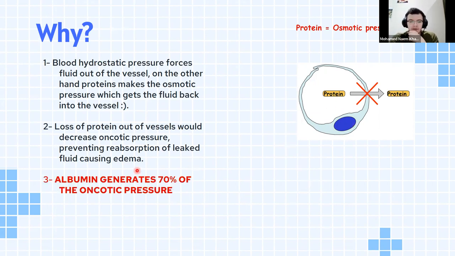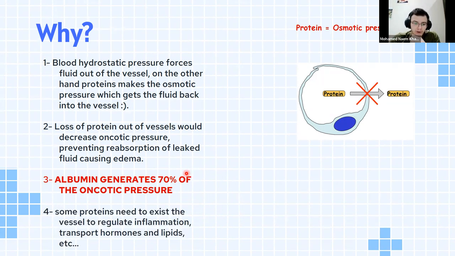Again, Dr. Abdul Jabbar asked us this specific question last year, if I remember correctly. It came in the exam. Very simple, just know it. What causes the oncotic pressure or the osmotic pressure? Albumin. 70% is albumin. So yes, we need the proteins to be inside the vessel.